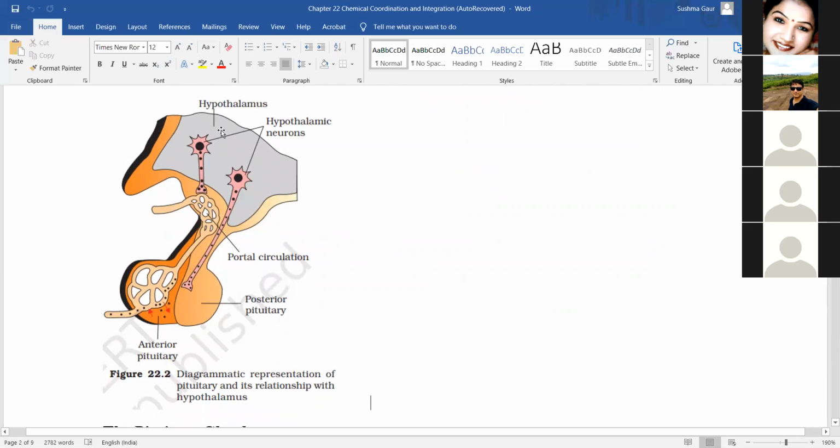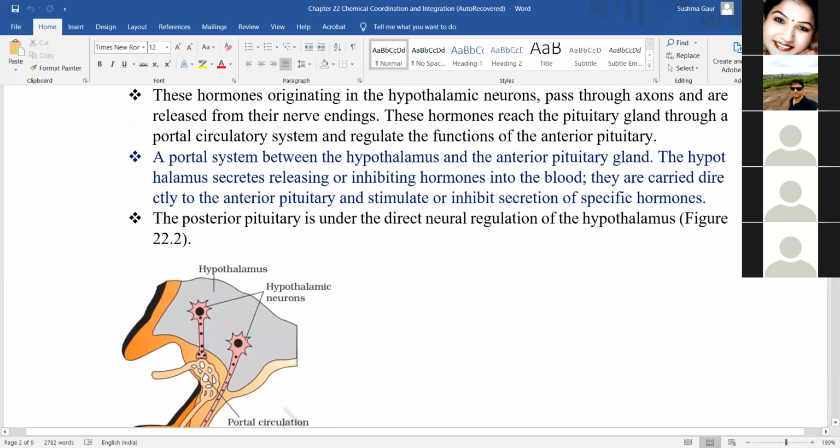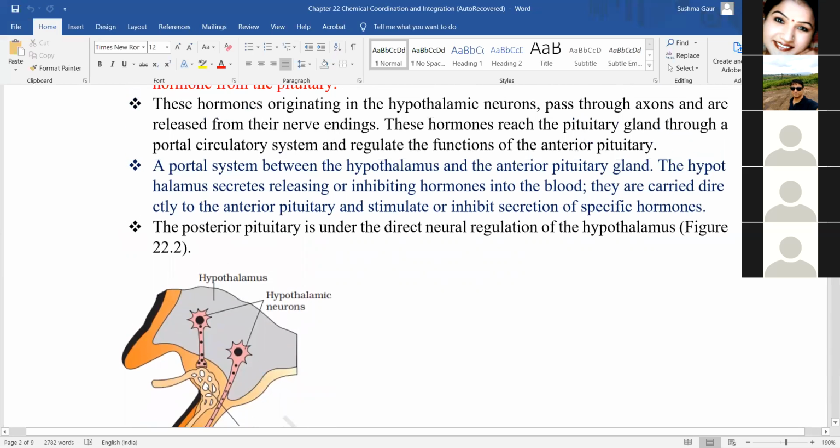Just try to understand this diagram. This is the hypothalamus, and in this region of the hypothalamus, known as hypothalamic neurons, the hormones will be produced in the axon region. From the axon, they will be passed into this portal circulation. It's a collection of veins, we can say, through this basal portion, they will be released into this portion, and from this portion they will enter the anterior portion of the pituitary, and thus the anterior portion of the pituitary is controlled by the hormones that are produced by the hypothalamus. Okay.